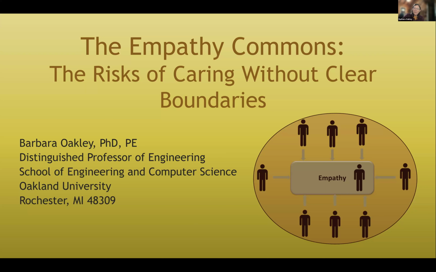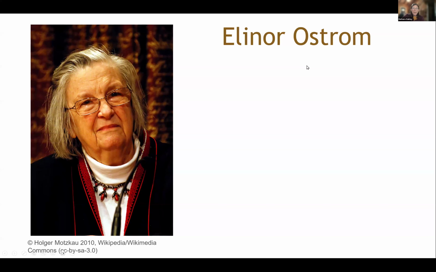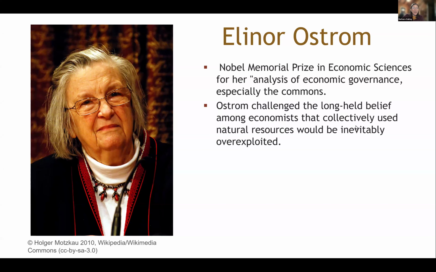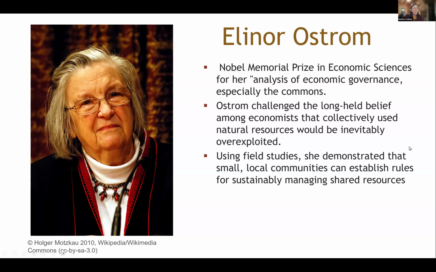What I want to do today was, first off, I think a lot of you may not be really familiar with the ideas of Elinor Ostrom, who David has worked with, and she's a Nobel Prize winner. In essence, she challenged some long-held beliefs among economists that natural resources are inevitably going to be overexploited. She did that by using field studies in small local communities. And she found that there was a commonality in how these local communities handled common resources like pastures, fishing waters, and forests.